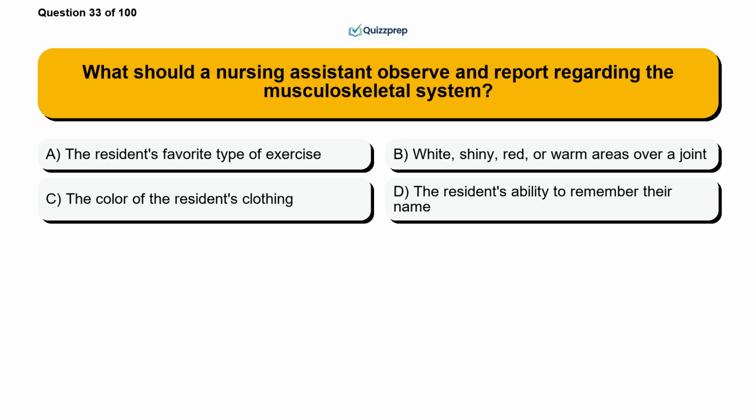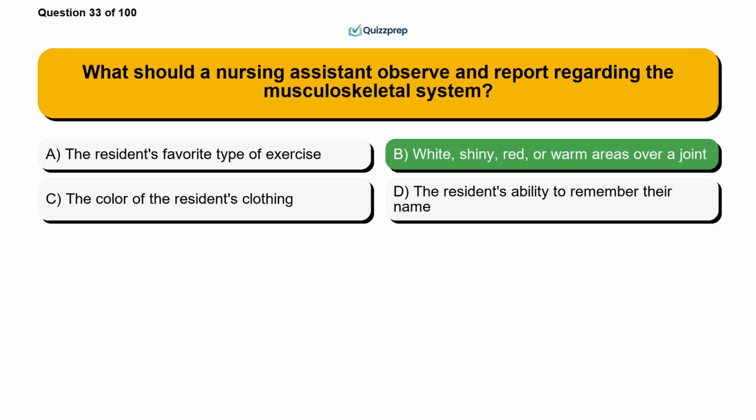Question 33. What should a nursing assistant observe and report regarding the musculoskeletal system? Option A, the resident's favorite type of exercise. Option B, white, shiny, red, or warm areas over a joint. Option C, the color of the resident's clothing. Option D, the resident's ability to remember their name.